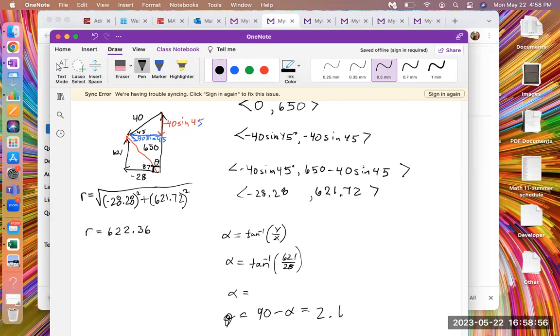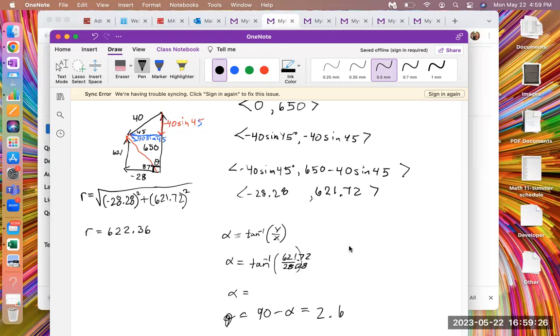I think I made some mistakes here. I didn't carry my decimals as far as I should have. We should have added these decimals, 0.28 in here, and, oh wait, 0.72. I think my answers here are a little bit off because I wasn't using these decimals. Since those are not my final answers, I should not be rounding. So let's retry that again.